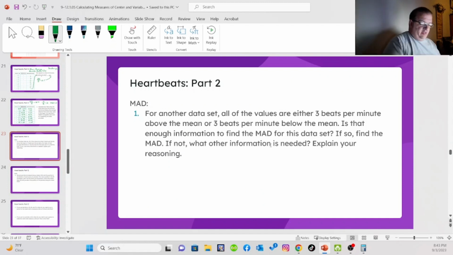So now they're going to give us some questions about mean absolute deviation. It says we have another data set, not the heartbeat one that we were just doing. It says for another data set, all of the values are either 3 beats per minute above the mean or 3 beats per minute below the mean. Is that enough information to find the mean absolute deviation for this data set? If so, find the mean absolute deviation. If not, what other information is needed? Explain your reasoning.